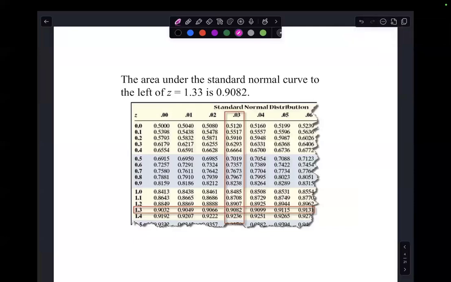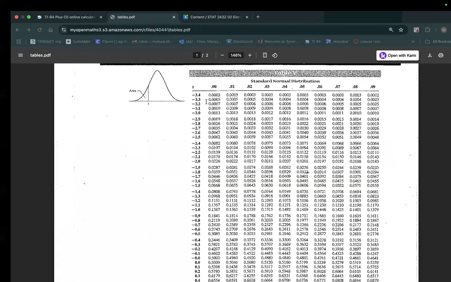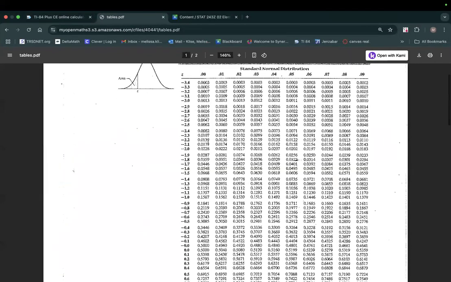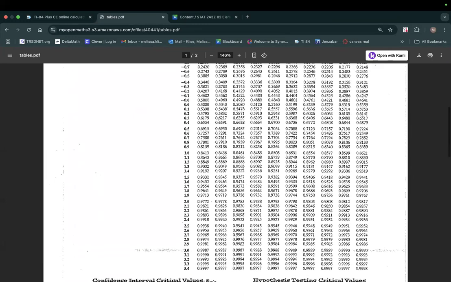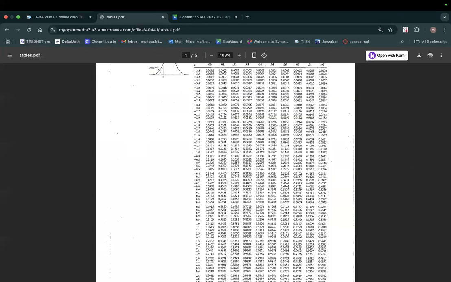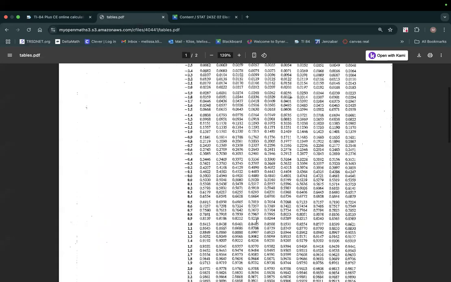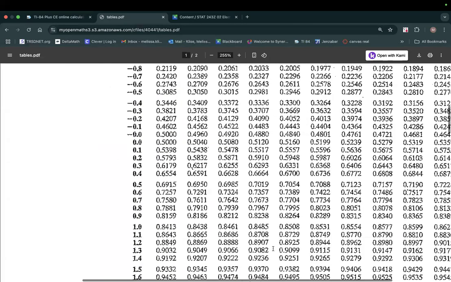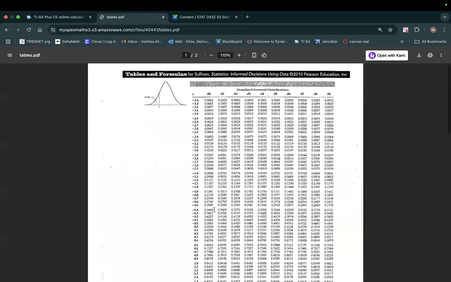I'm going to show you on our Z table. Our Z table starts at negative 3.4 and it goes to positive 3.4. So if I go to 1.3, I need to make this a little smaller so I can see where 0.03 is. 1.3, and I'm going to go over to 0, 1, 2, 3. So right here, it's 0.9082. So 90.82%. This little diagram here reminds you that this gives us the area to the left.